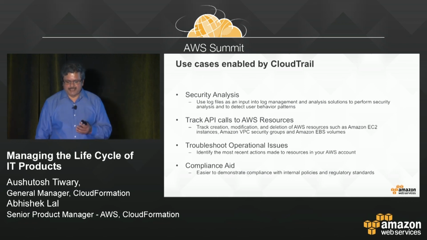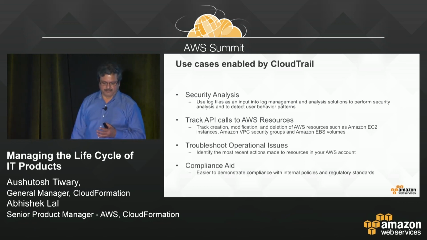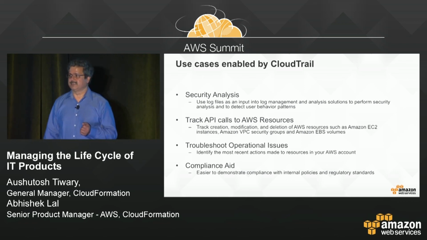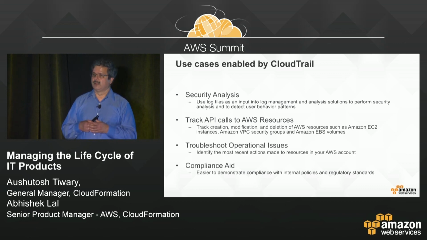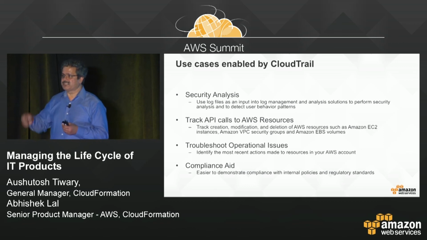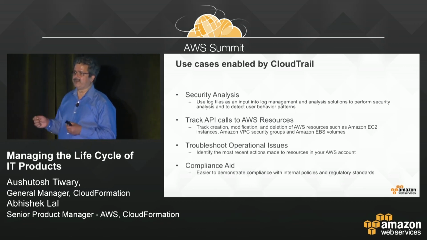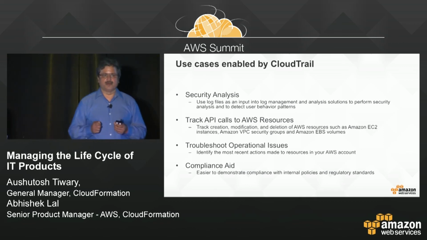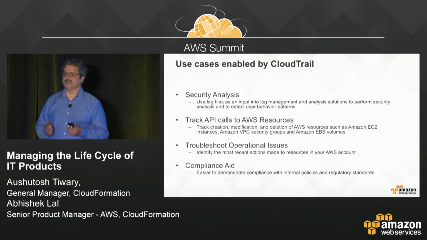There are four key use cases that are enabled by CloudTrail. The first one, obviously, is security analysis. Who accessed my resources, why, and when. Second, you get a history of all the API calls that were made to AWS resources. Third, you're able to troubleshoot operational issues in a manner very similar to AWS Config, which we talked about. Something went wrong. You want to know what change was made, and then you want to know who made that change. Well, CloudTrail will tell you who made that change.